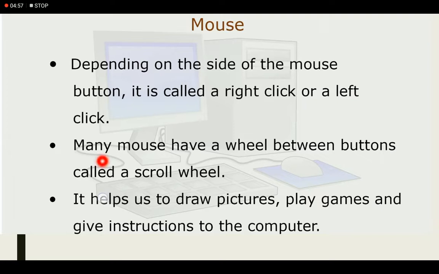Many mice have a wheel between the buttons, called a scroll wheel. It helps us to draw pictures, play games, and give instructions to the computer. So the mouse is a very important device in our computer system, which has two buttons and a wheel. The first button is called the left mouse button, while the second button is called the right mouse button.